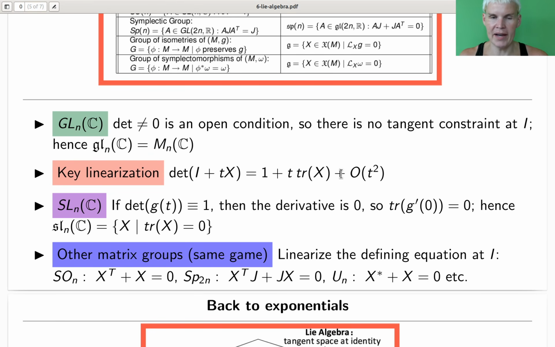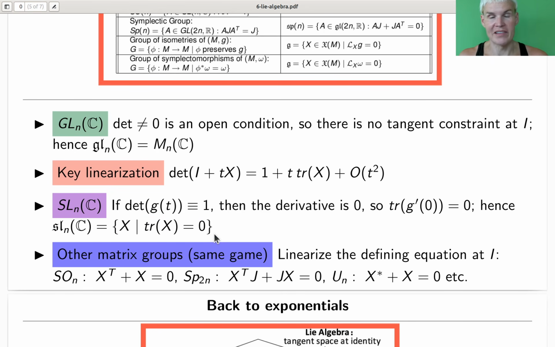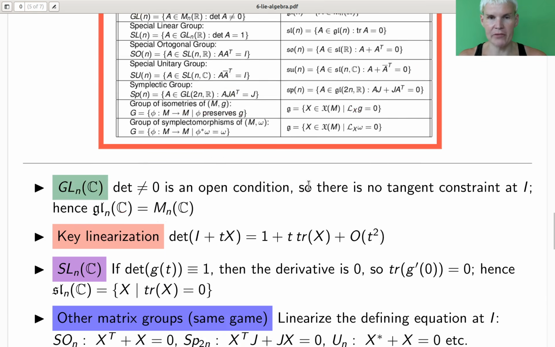And then you differentiate, because you want this equation, that's the SL2 equation. The only way to get that equation is if the trace is 0 in this condition. So hence, SLN is the space of traceless matrices. It's kind of interesting. So determinant 1 turns into trace 0. Okay? And let's have a look at some of the others.